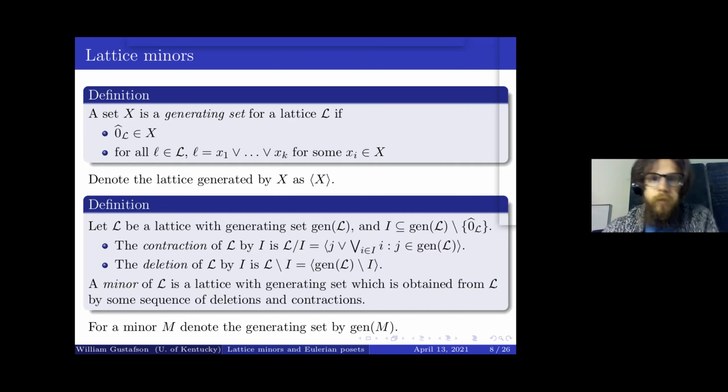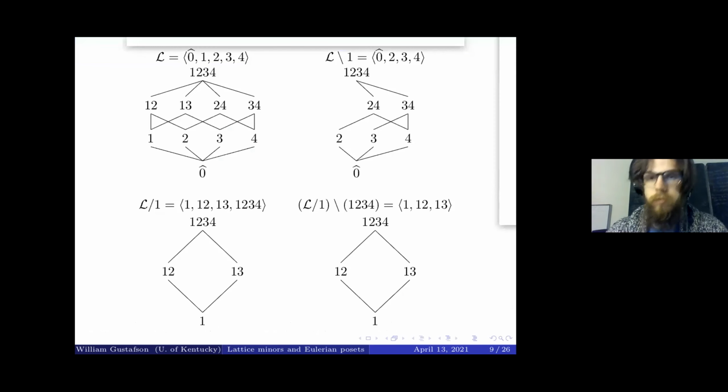Okay, so let's look at a couple examples now. All right, so in the top left here, this is the face lattice of the square. And our generating set I'm taking to be the atoms and the minimal element. Oh, so I wanted to point this out. With the generating sets, you always have to contain all the join irreducibles and the minimal element. So that's like a minimal generating set for a given lattice.